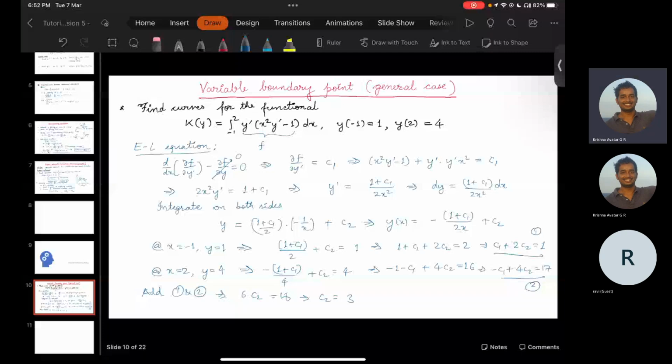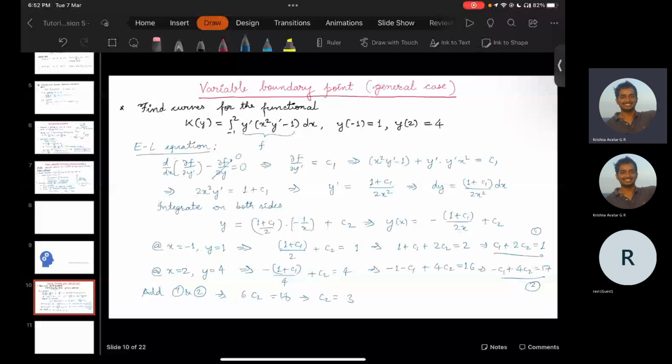So essentially, our extremal is y of x is equal to minus... c2 is already 3, and c1 is minus 5, so multiplying with the minus it's plus 4. So it is nothing but 2 by x plus 3. So this is our very first problem, which is simple. But now let's move to more complex problems.